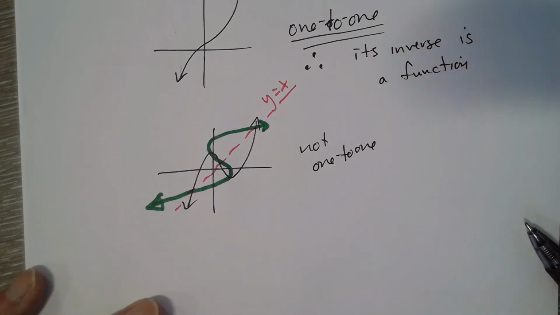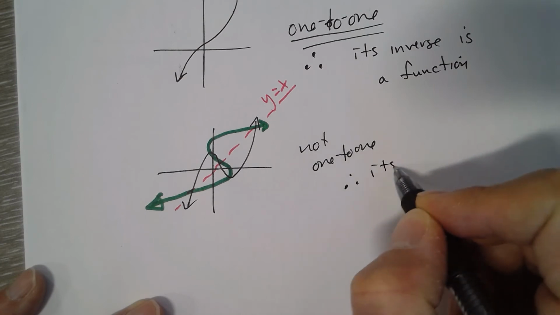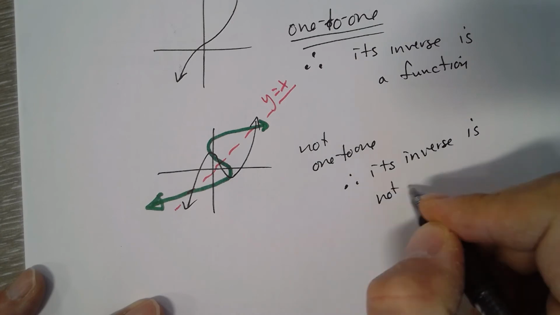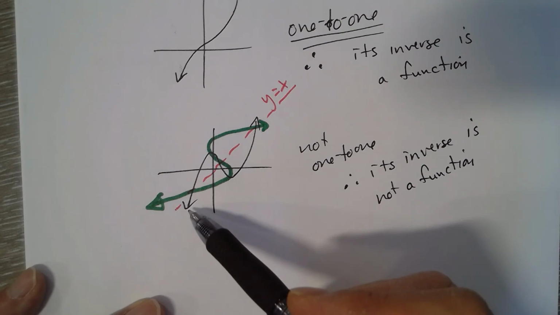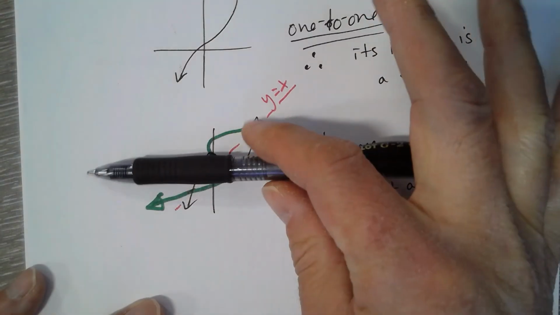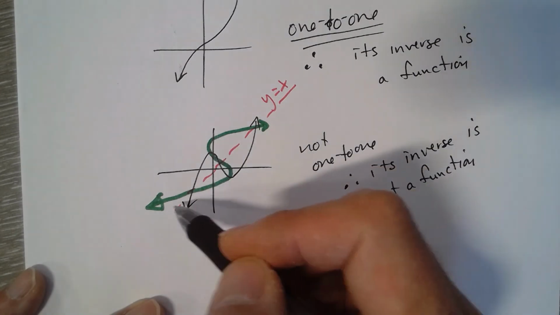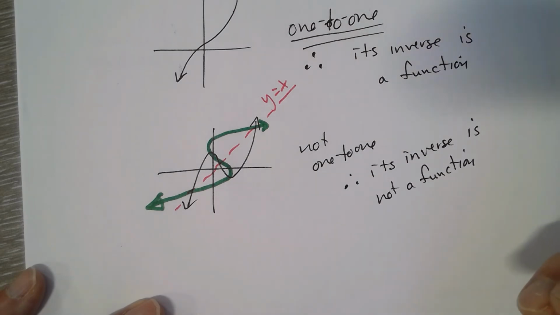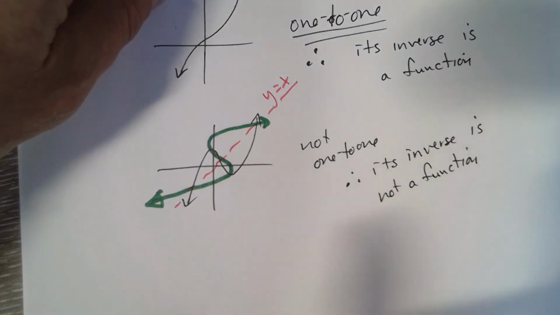It's not 1-to-1, therefore its inverse is not a function. So the original fails the horizontal line test, hits it in more than one spot, and because of that, its inverse is not a function. You can see the green inverse is not a function because it fails the vertical line test. Alright, so that's just some background information about inverses.